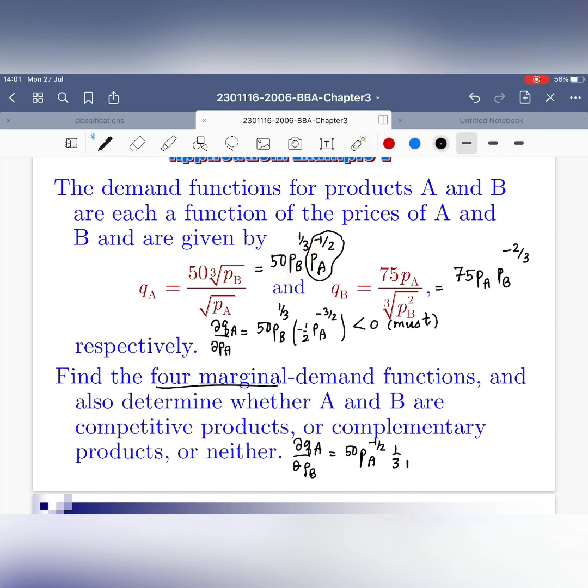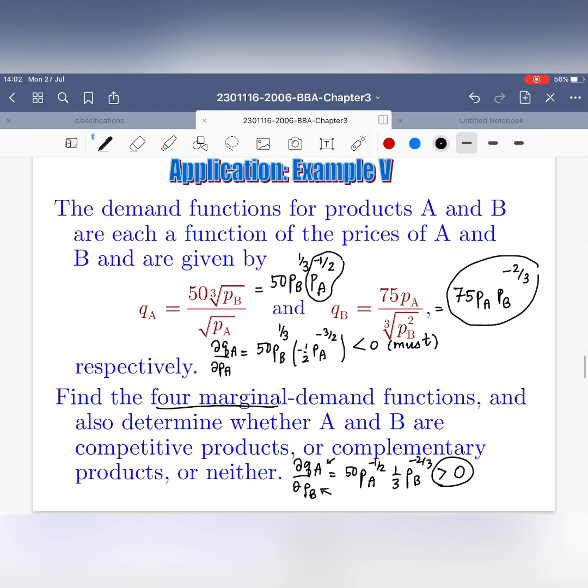Becomes 1/3 PB raised to the power negative 2/3, okay. And I mean 50 is positive, the price, both of them are positive, this one is also positive. So each and every term is positive, then it means that your derivative of QA with respect to PB is positive. But you still cannot conclude anything, okay, until you look at your QB as well. Are we good? You need to look at your QB as well.